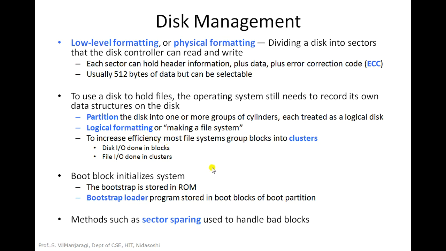A partition can be either raw or formatted with a file system. If you want to store files onto the disk, we need to perform logical formatting. The logical formatting must be done with some file system. In case of Windows, it will be the NTFS file system. A partition will be formatted using the NTFS file system. Hence, it is called making a file system.